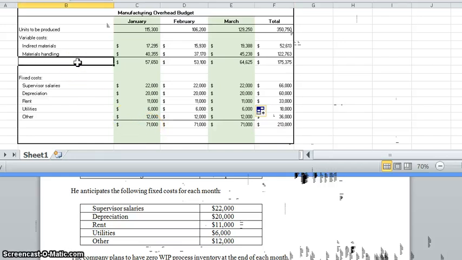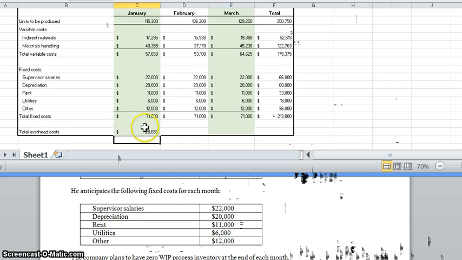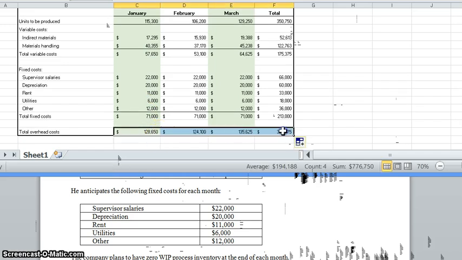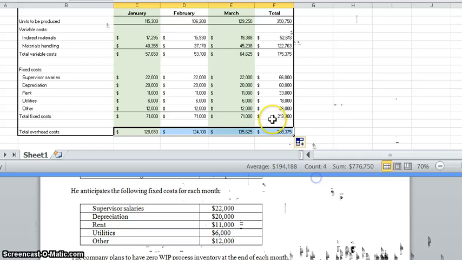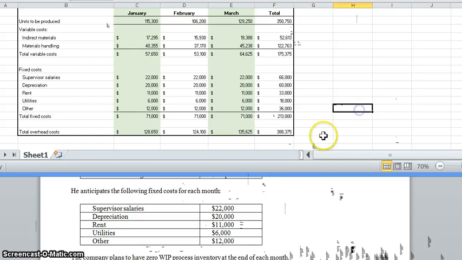All right. Total variable costs. We have our total fixed costs. And then obviously if we add those two together, we have our total overhead costs. There we go. And add them all over. Don't like the way I did that. Give me a second. There we go. All right. And there's our overhead budget.